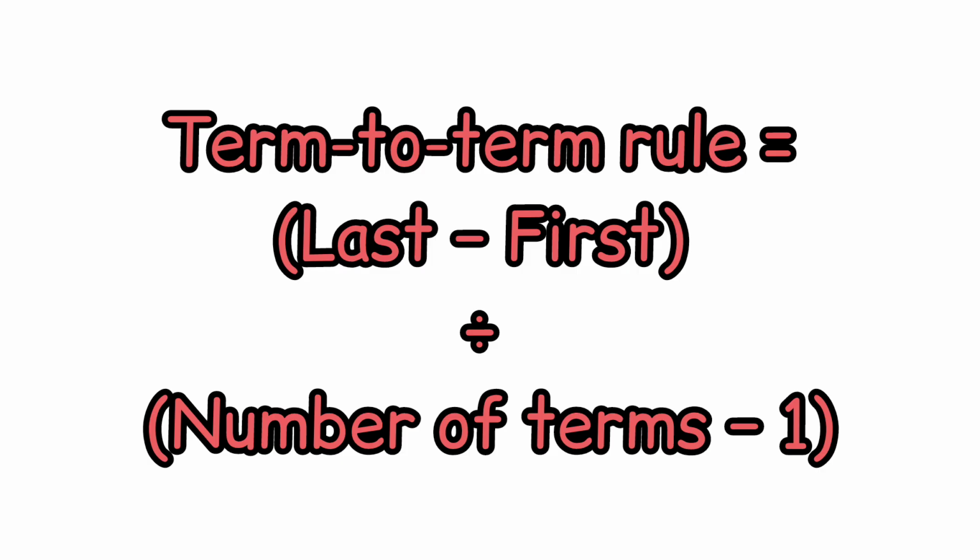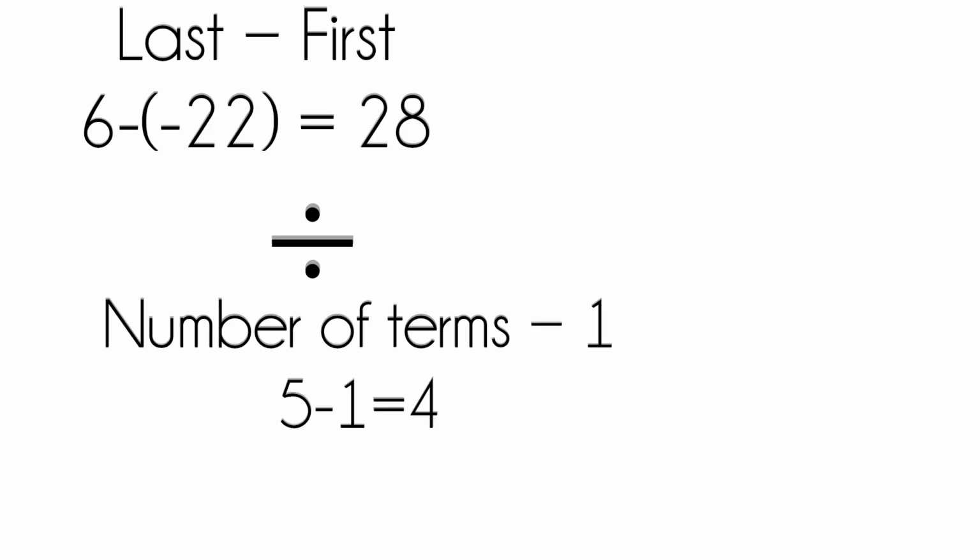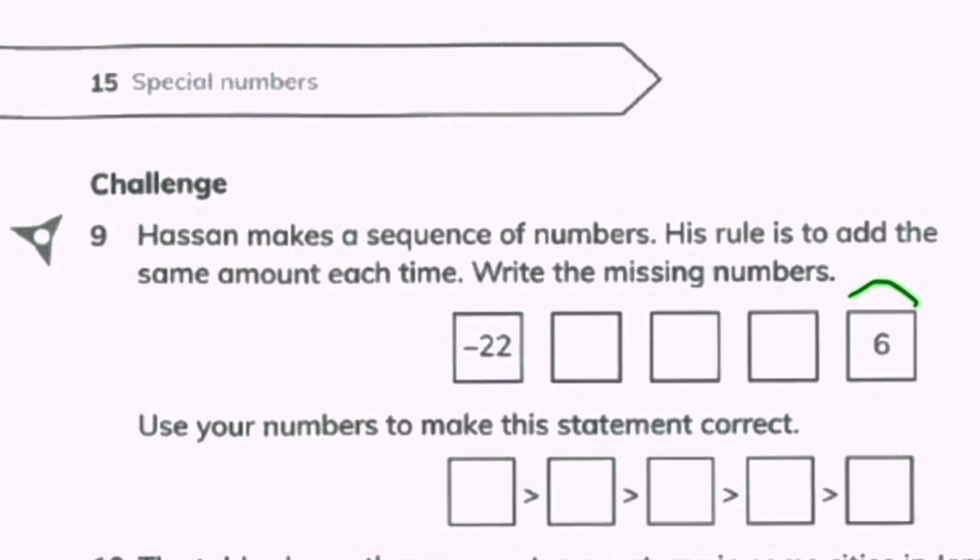For solving this, we have a very easy formula. The formula is last term minus first term divided by number of terms minus 1. 6 minus minus 22 is equal to 28. And the number of terms is 5, so 5 minus 1 is 4. When 28 is divided by 4, you will get 7. Hence we come to know that our term to term rule is plus 7.